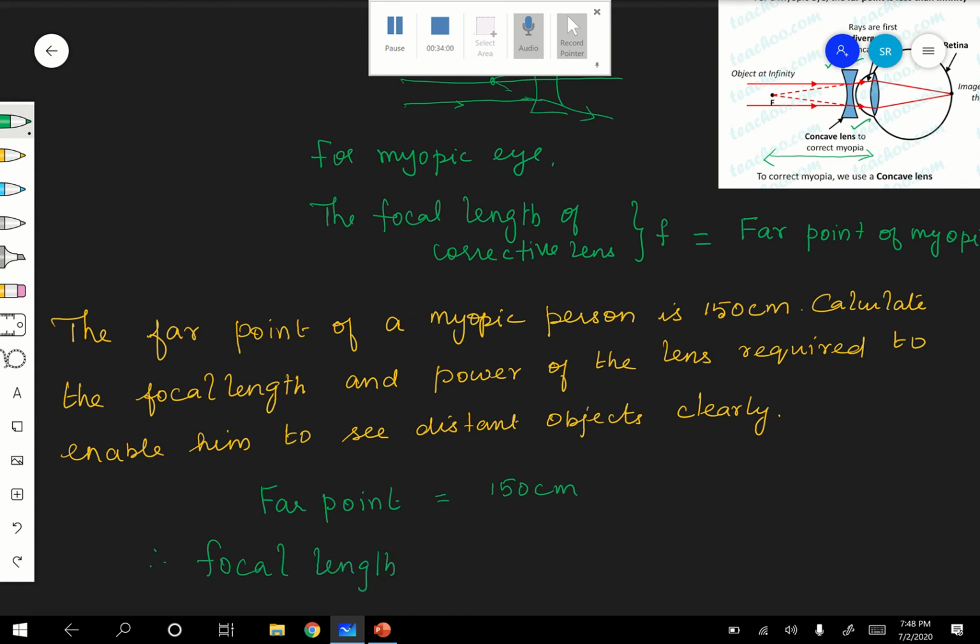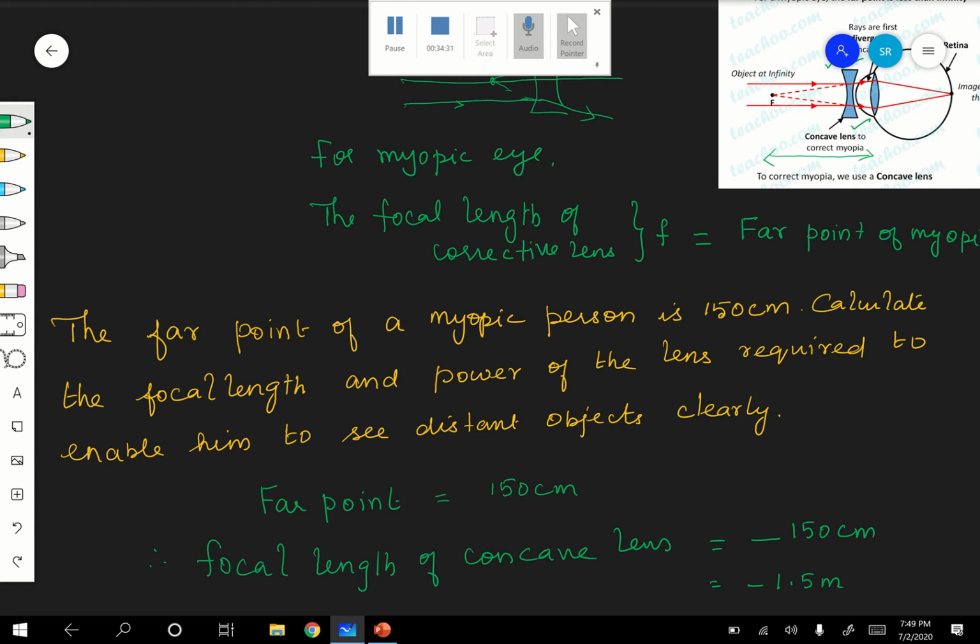Calculate the focal length and the power of the lens. Which lens? Concave lens. Therefore, the focal length of the concave lens should be, very important, negative, since the focal length of a concave lens is negative now. Therefore, minus 150 centimeter. Are you following? That is nothing but minus 1.5 meter. This is the focal length of the concave lens. Very simple, is it? Right.